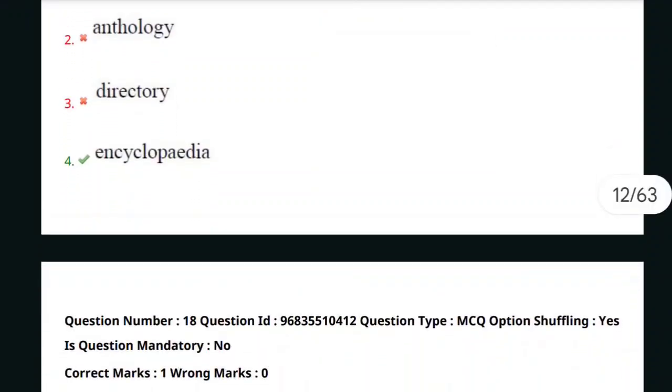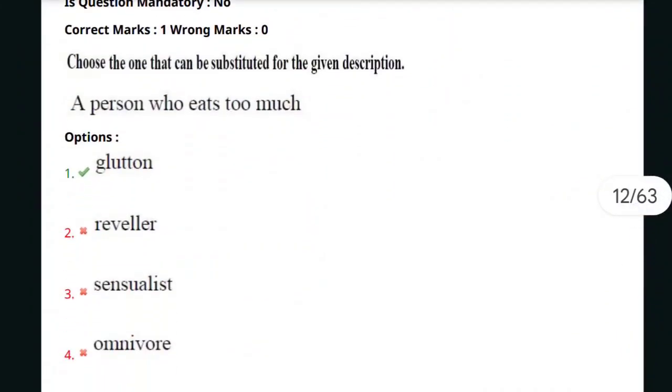Let's move to the 18th question. The question is again on one word substitutes, and here the question is: a person who eats too much. Okay, here we have options like glutton, reveler, sensualist, and omnivore. Omnivore is nothing but a person who eats anything, both non-veg and vegetarian, is called omnivorous. And here we have the word glutton. Glutton is related to eating. The person who eats excessively, who eats too much, is called a glutton.